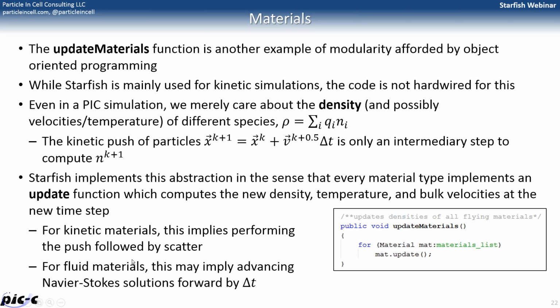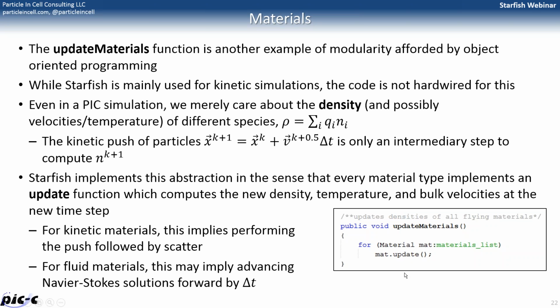For a fluid material, this might imply, for instance, advancing the Navier-Stokes solution forward by delta t. Or for a diffusion type material, another type of fluid material, this could imply advancing the advection diffusion equation forward by delta t and whatnot. But the bottom line is that all we care about in the code is the density, temperature, and the velocities. These are the only things that are globally important. How these get computed is really up to each material to define for itself.